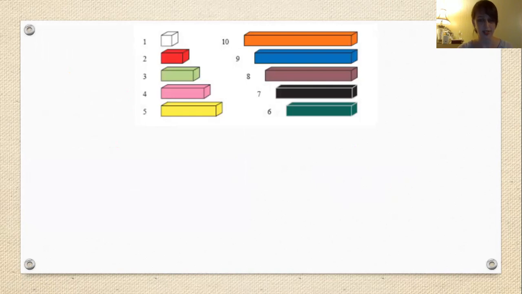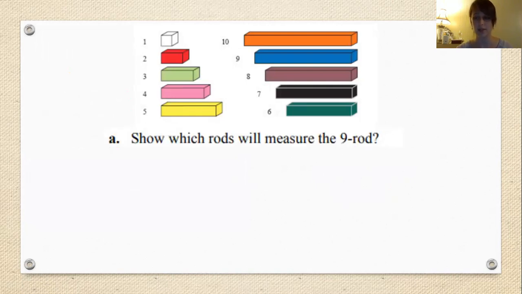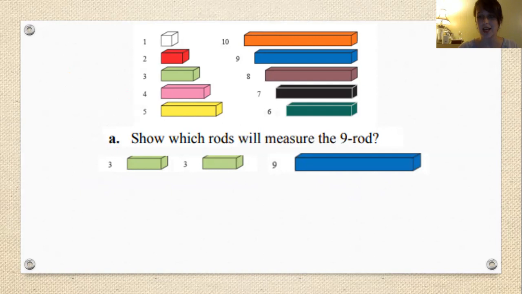Now this one is using the colored rods to find the different factors. And this is a great visual to use with your students, especially if you're teaching 2nd or 3rd grade and they're just now learning how to multiply, they're just learning what factors are. You can use these colored rods to really show them how many numbers go into the whole number. And this one says, show which rods will measure to be the 9 rod. So 9 would equal 3 times 3, which is a multiplication. You can also do 1 times 9 equals 9.